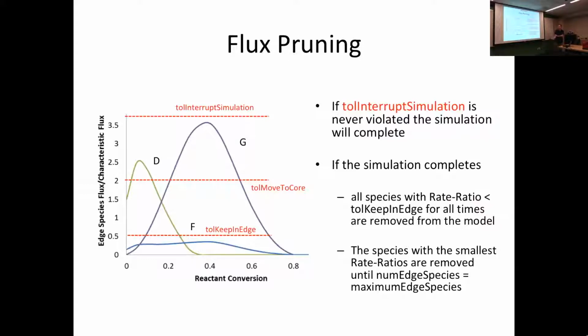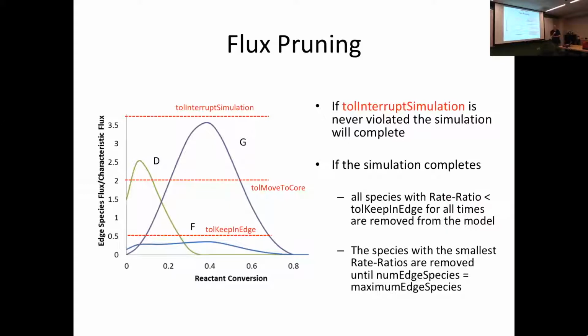You make it all the way through before you tell whether reaction X is an important reaction or something you can just totally toss. And what they also said is that there is a tolerance keep in edge. If the simulation completes, you do pruning, and it's important to know that pruning takes place in two steps, which is a really common misconception about pruning. The first step is that the algorithm goes through and finds all of the species that are below the tolerance keep in edge for the entire simulation, and if that's true, it just removes them from the model.